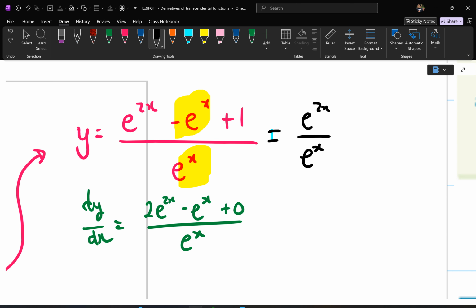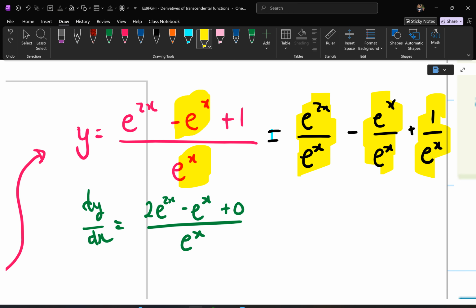You're going to divide it by e to the x. That term is also going to divide by e to the x, so it should be minus e to the x over e to the x. And then this one is plus 1, but it's also going to divide by e to the x, so it's plus 1 over e to the x. That's a term. This is a term. So you've got 3 terms: 1 term, 2 terms, 3 terms.